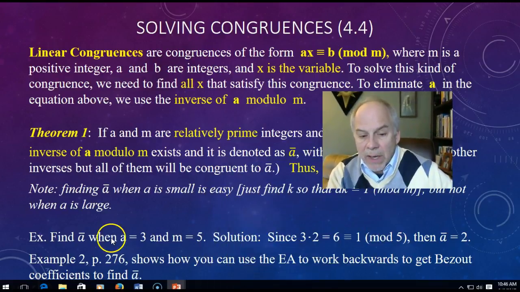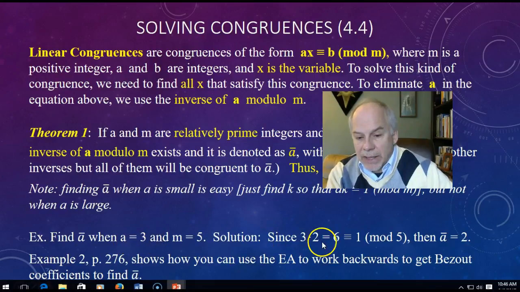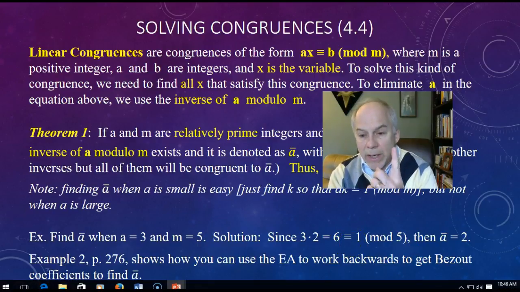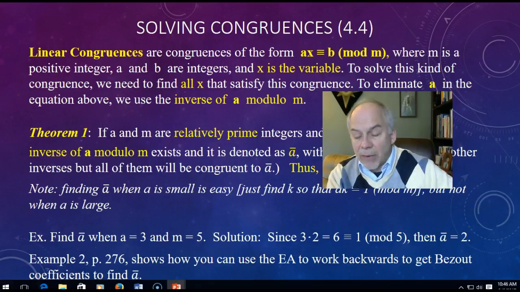Okay. So here's an example. Find the inverse of A when A is 3 and M is 5. Well, if you try 2 times 3, well, 2 times 3 is 6, and 6 is congruent to 1 in mod 5 because the remainder when you divide 6 by 5 is 1. All right? So right there we found it. 3 times 2 is congruent to 1 mod 5. So 2 is our inverse value. All right?